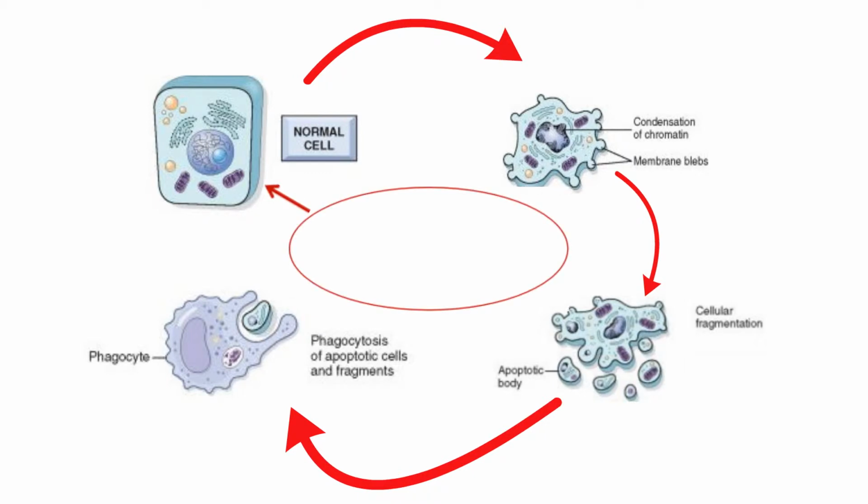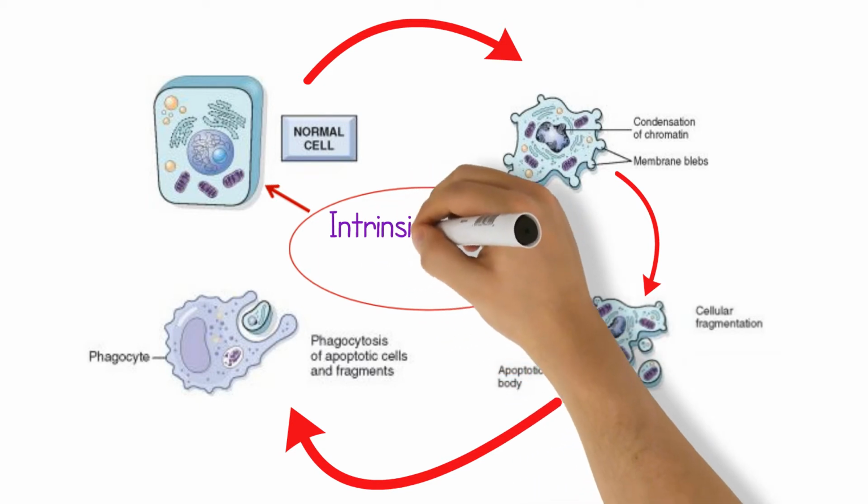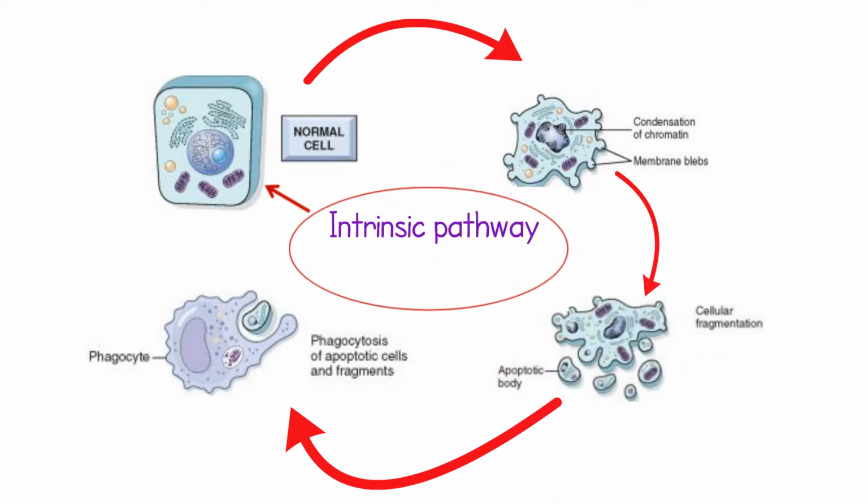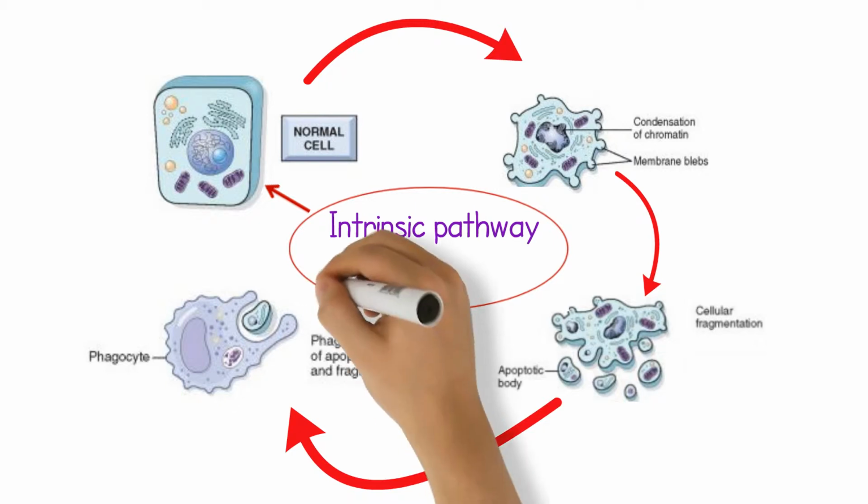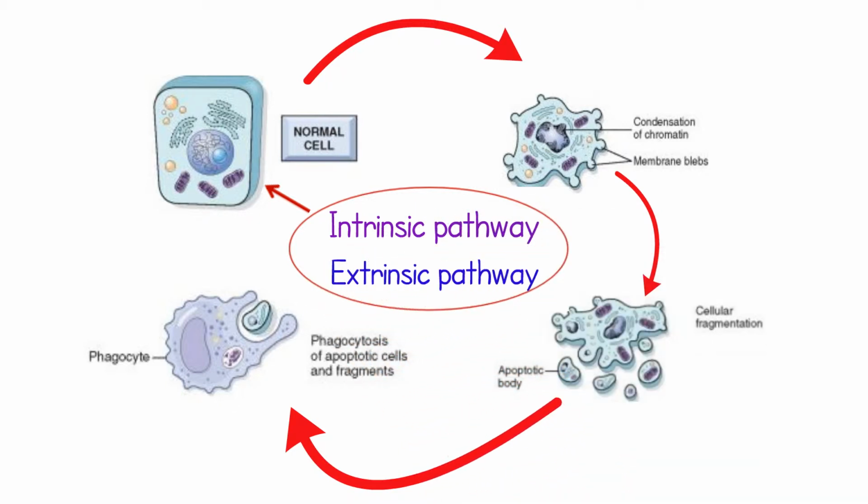Apoptosis can be initiated through one of two pathways. They are the intrinsic and extrinsic pathways. In the intrinsic pathway, the cell kills itself because it senses cell stress, while in the extrinsic pathway, the cell kills itself because of signals from other cells.